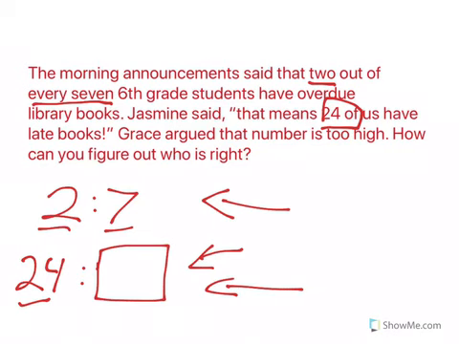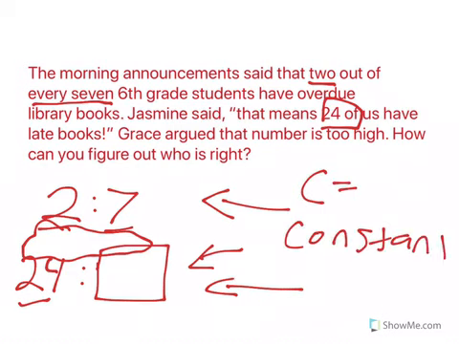Some people, you might see it referred to as C, or the constant number, and that's probably more mathematically correct. I've always liked to call it the magic number when I look at equivalence. Just kind of a fun way for me to think about it. All right, so to get from 2 to 24, we have to multiply by 12. 2 times 12 equals 24.